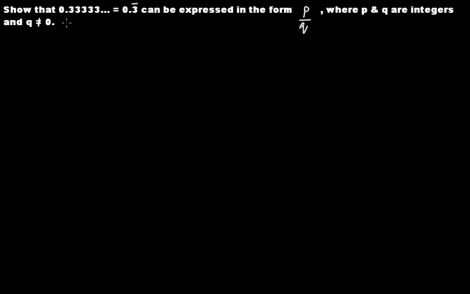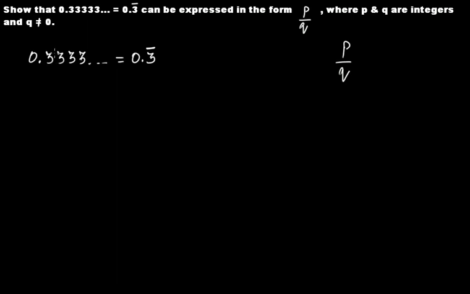Show that 0.3333333, which is never going to end, that is equal to 0.3 with a bar on 3, which shows that it will keep on repeating, can be expressed in the form p by q, where p and q are integers and q cannot be equal to 0. Same question, you have to express this number in the form p by q. Now this is 0.3333 and so on.